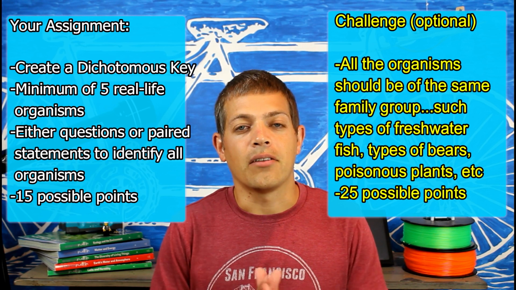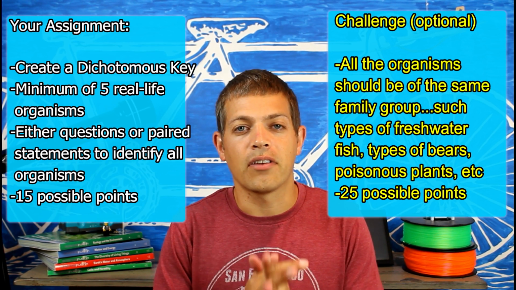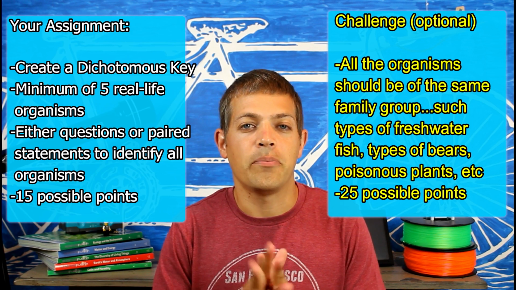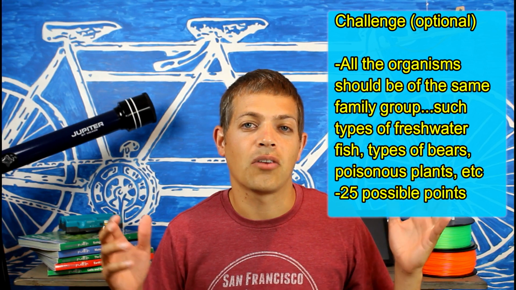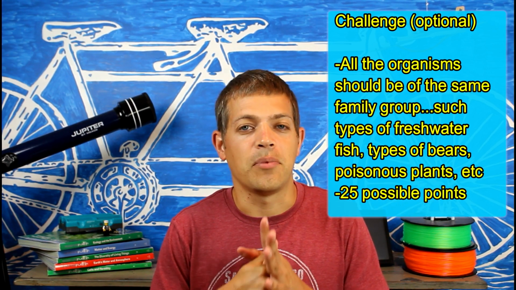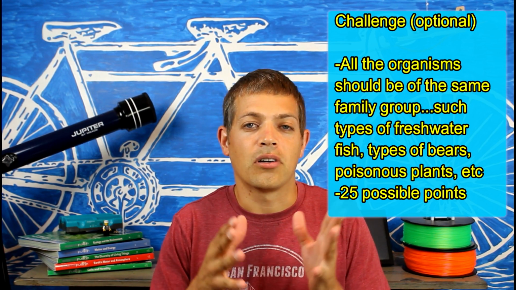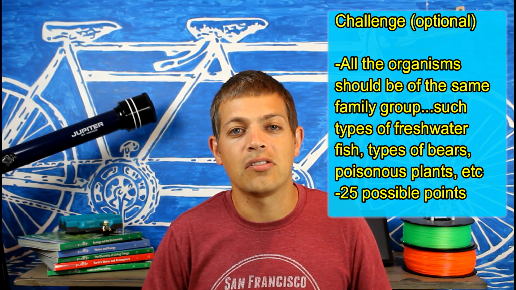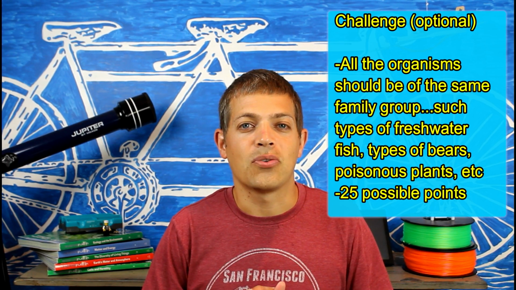Again, for directions, you need 5 or 6 different organisms. They need to be living for this assignment. You need the picture, and you need a set of statements or questions that guide me to understanding what the name is of all of them. The challenge: all 5 or 6 organisms need to be from the same family or kind of close or similar species, and that'll get you 25 out of 25.